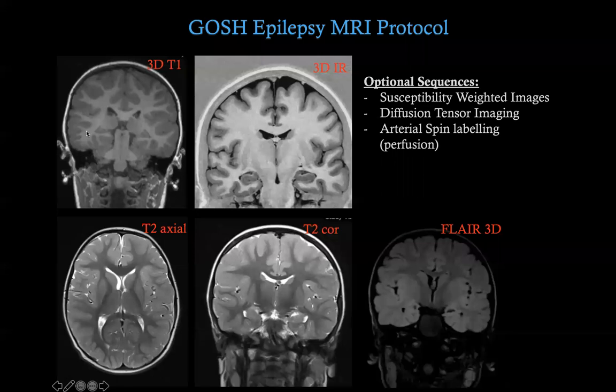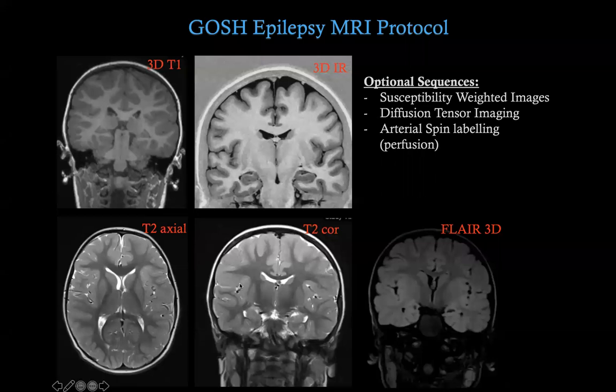Now, this is our basic protocol. Our basic protocol is a 3D T1, 3D inversion recovery, and 3D FLAIR. And then, because we are still not able to have a very good 3D T2 in terms of signal to noise ratio, we still use spin echo in two planes, because here you need just one acquisition, then you do the reformats.